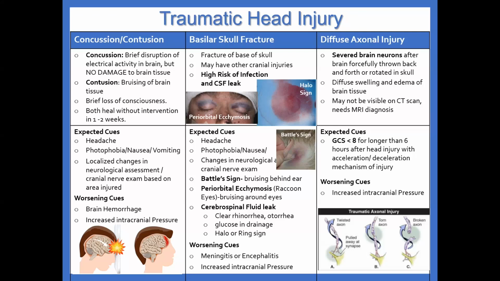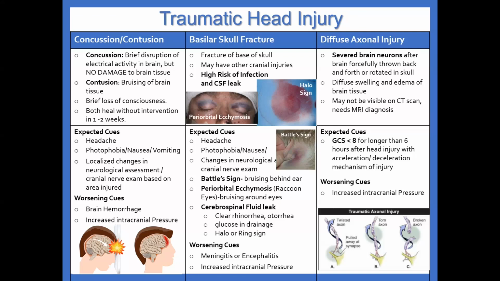The diffuse axonal injury. So your patient didn't have a brief loss of consciousness, they're staying unconscious. You've never gotten a response from this patient since their injury. A diffuse axonal injury, basically, you don't have to diagnose any of these.